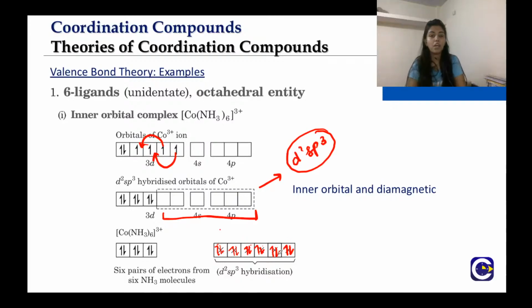Is it clear? Because it is using 3d, the inner orbital, therefore d2sp3 is known as an inner orbital complex. Is it clear with you all? Are you able to understand, or should I explain it again? This is very important from the examination point of view. Let me know in the comment section box.